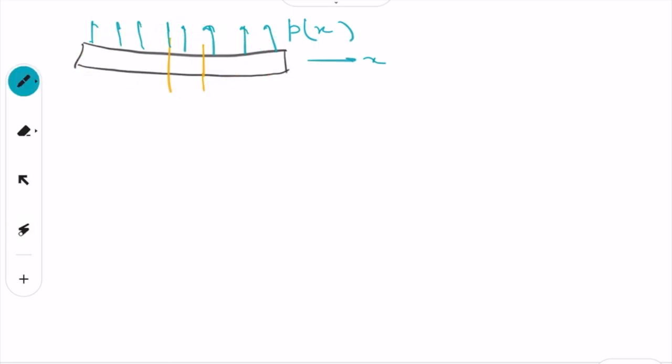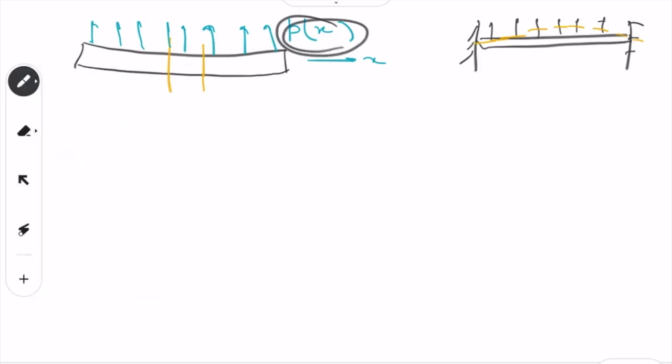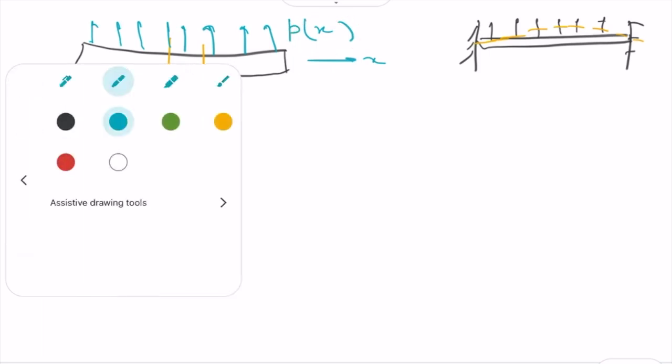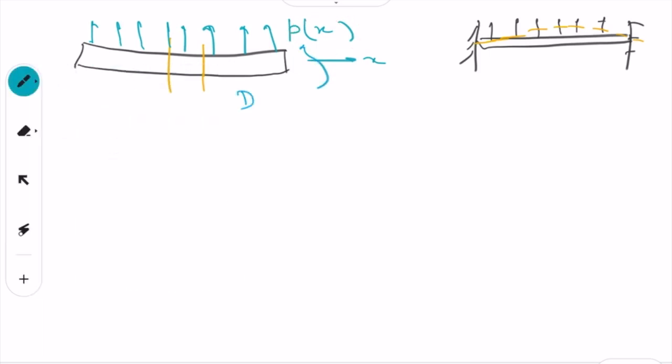So this means that the beam could be something like this, and it may be fixed like this one, and on top of that there is a distributed load over it, and because of that the beam is going to deflect like this. Okay, so let us say this one is the distributed load which is Px. So, we will write it, this is the distributed load.